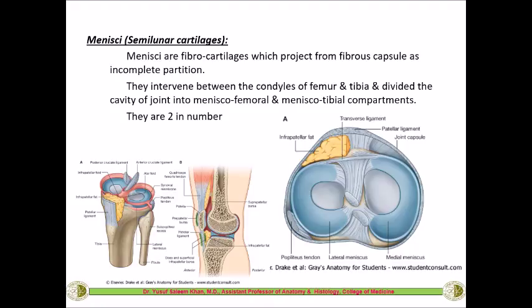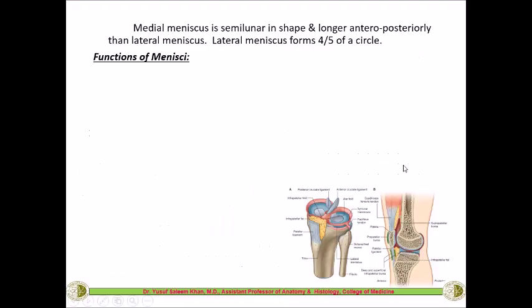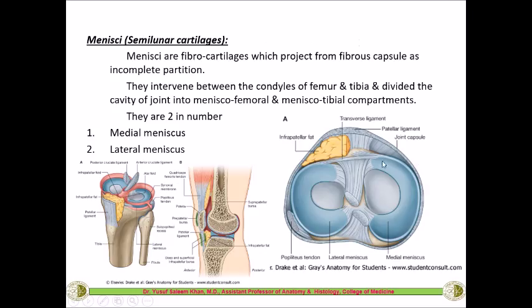These menisci, as you have already seen, there are two: medial and lateral menisci. So how do you identify them? This is the medial meniscus, which is much larger compared to the lateral one, and this lateral one is much more rounded. The medial meniscus is semilunar in shape, almost a half crescent moon shape, and longer anterior-posteriorly. If you measure this anterior-posteriorly, it will be much larger compared to the lateral meniscus.